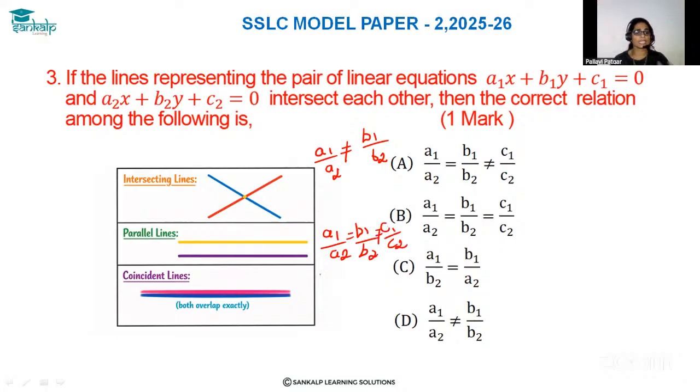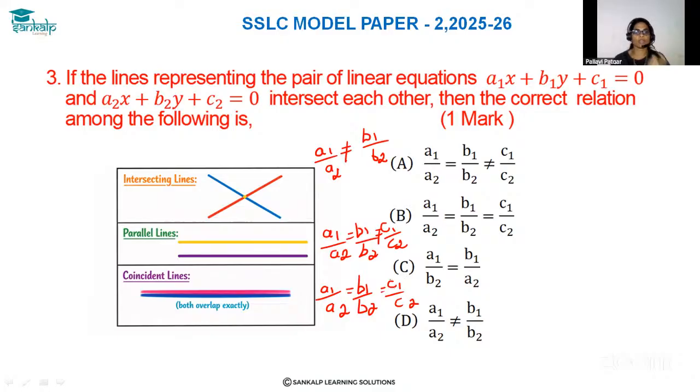If the lines are coincident lines, then there are infinitely many common points, that is, many solutions. So if it is coincident lines, then the ratio is a1 by a2 is equal to b1 by b2 is equal to c1 by c2.